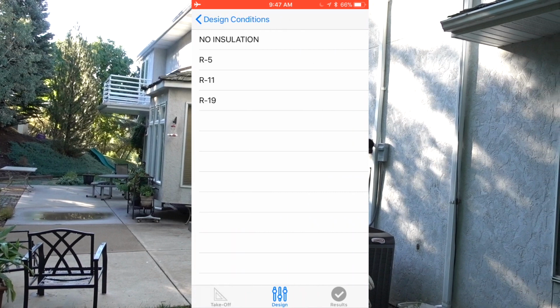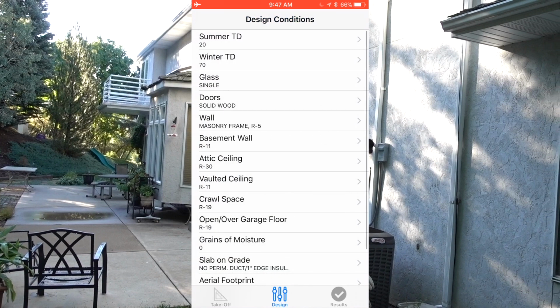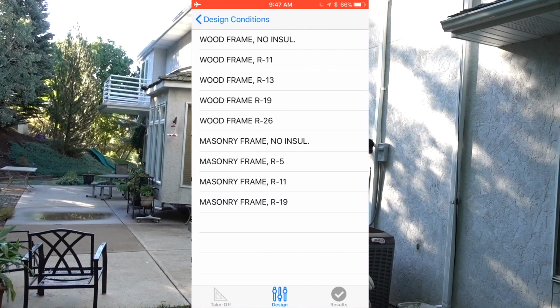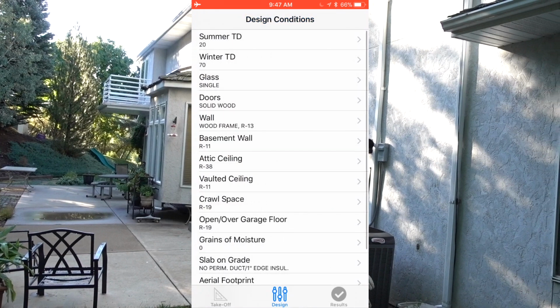The basement wall is going to be at least an R11. It's probably an R13, but I don't have that option. Attic ceiling is going to be an R38. There's no vaults, so I don't need to worry about that. No crawl space, I don't need to worry about that. Excuse me, I'll go back up to here to wall. It's going to be an R13. It is a 2x4 construction, and it was built in the late 80s, and so should be at about an R13.